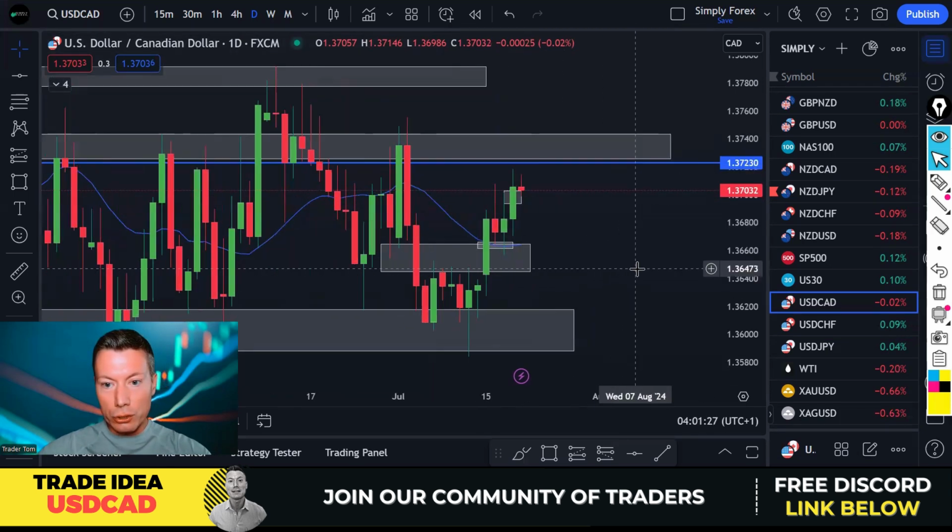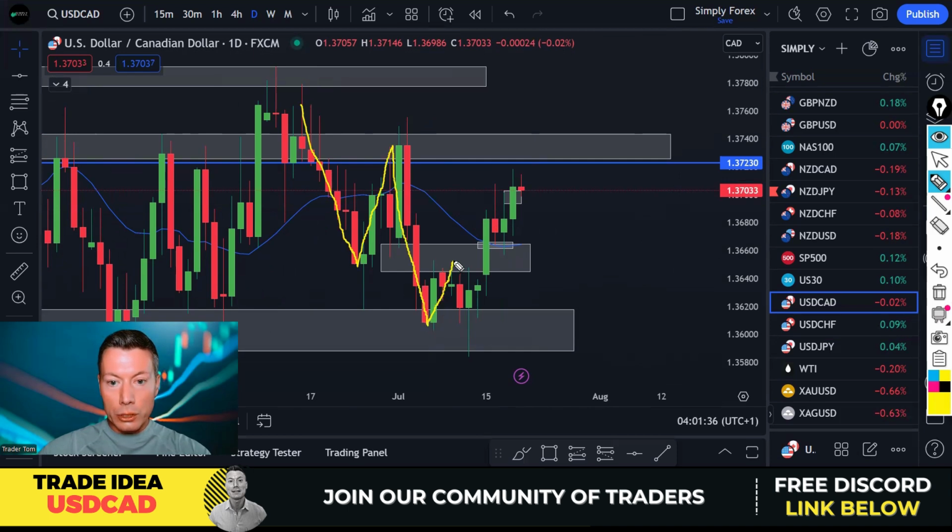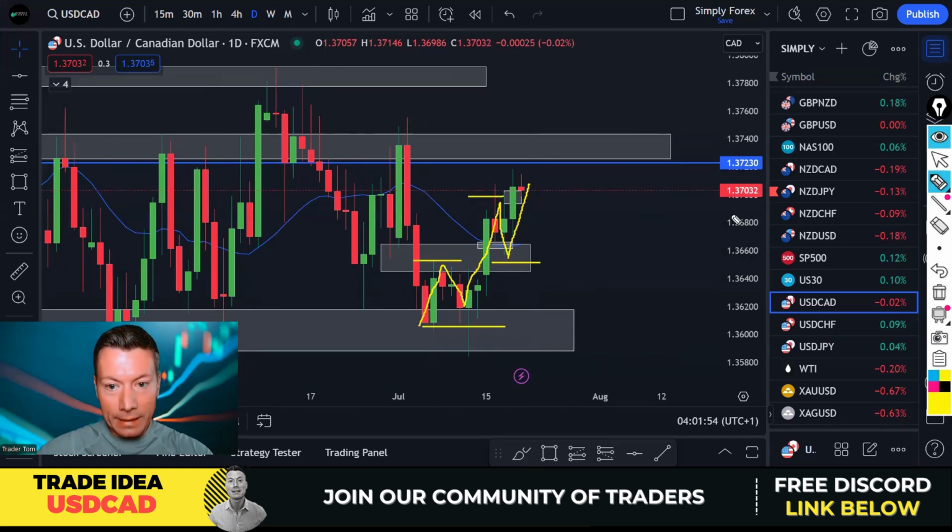Right, US dollar, Canadian dollar. This is the first trade idea for today. You can see we were in a downtrend, okay? But as soon as we break this high, we're in an uptrend. And now price is trending upwards. We're starting to get higher highs, higher lows, higher highs. We are in an uptrend.